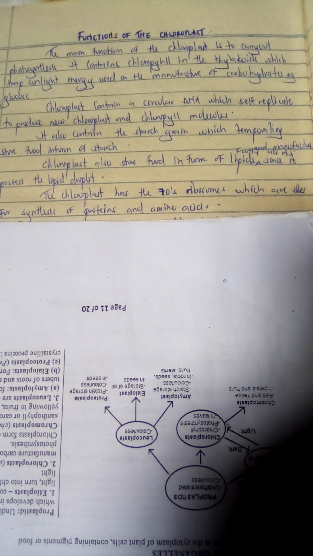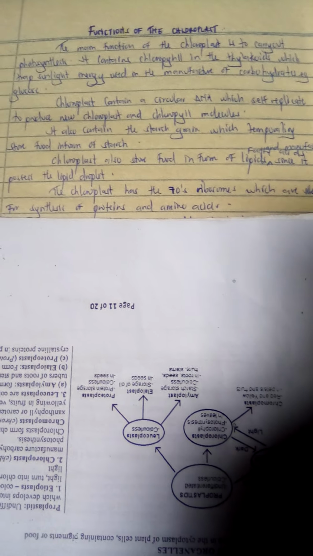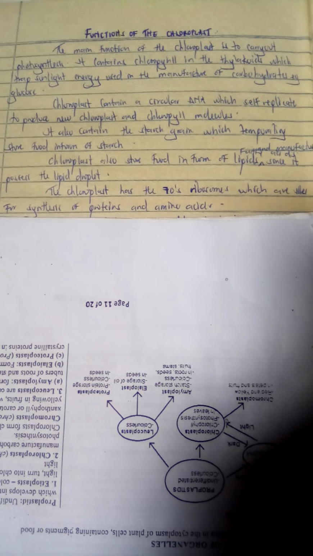Just from our description, it also contains the starch grain, which temporarily stores food in the form of starch. Chloroplasts also store food in the form of lipids, fats, since they possess lipid droplets. The chloroplast has the 70S ribosomes, which are the sites for synthesis of proteins and amino acids. Those are functions of the chloroplast. From the functions, we can get the adaptations.